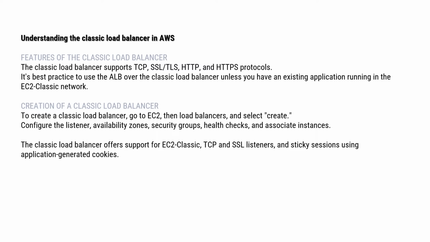Let's have a quick understanding of Classic Load Balancer in AWS. The Classic Load Balancer supports TCP, SSL, TLS, HTTP, and HTTPS protocols. It's best practice to use the ALB over the Classic Load Balancer unless you have an existing application running in the EC2 Classic network. To create a Classic Load Balancer, go to EC2, then Load Balancers and select Create. Configure the listener, availability zones, security groups, health checks, and associate instances. The Classic Load Balancer offers support for EC2 Classic, TCP and SSL listeners, and sticky sessions using application generated cookies.